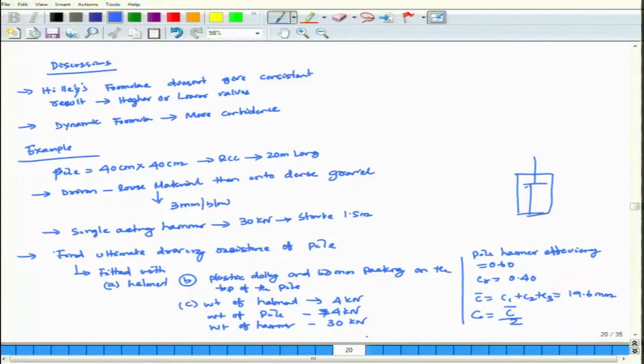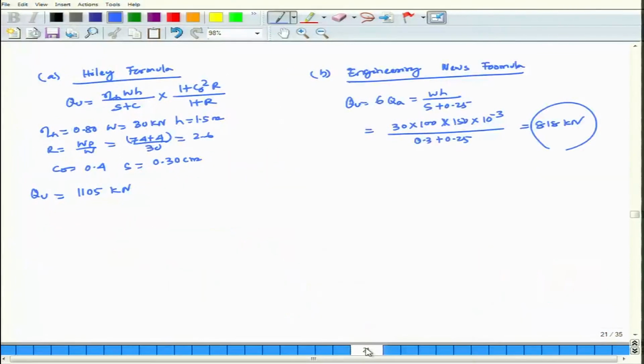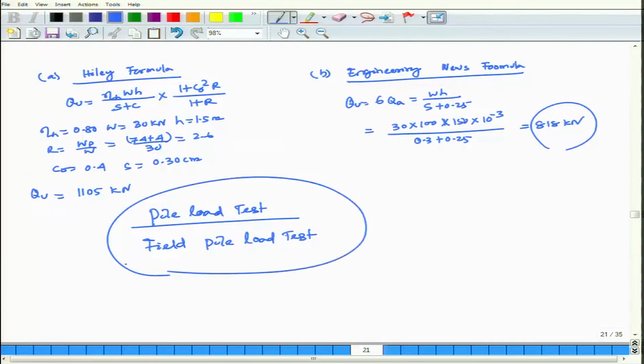The next one, I will start in the next class, that is the pile load test, or it is called the field pile load test. This is what I am going to cover in the next class.